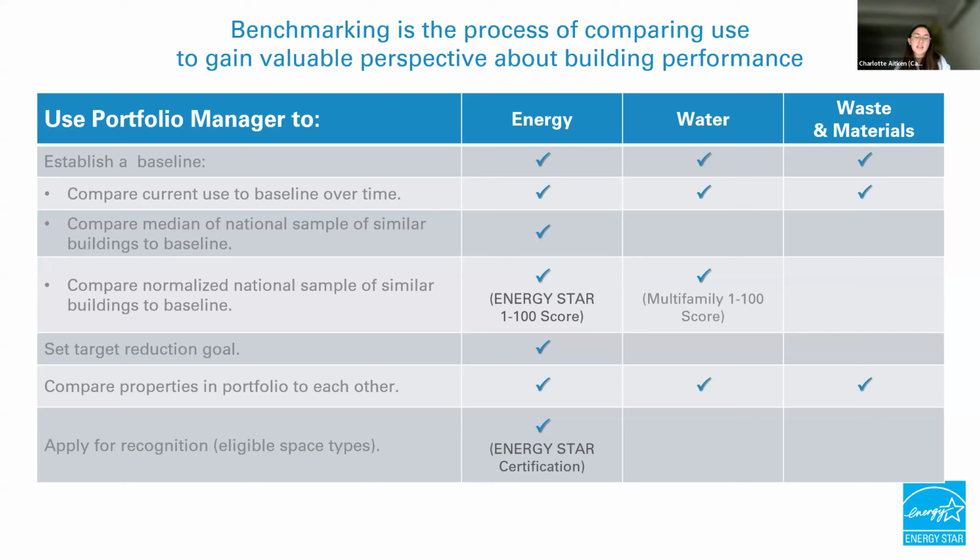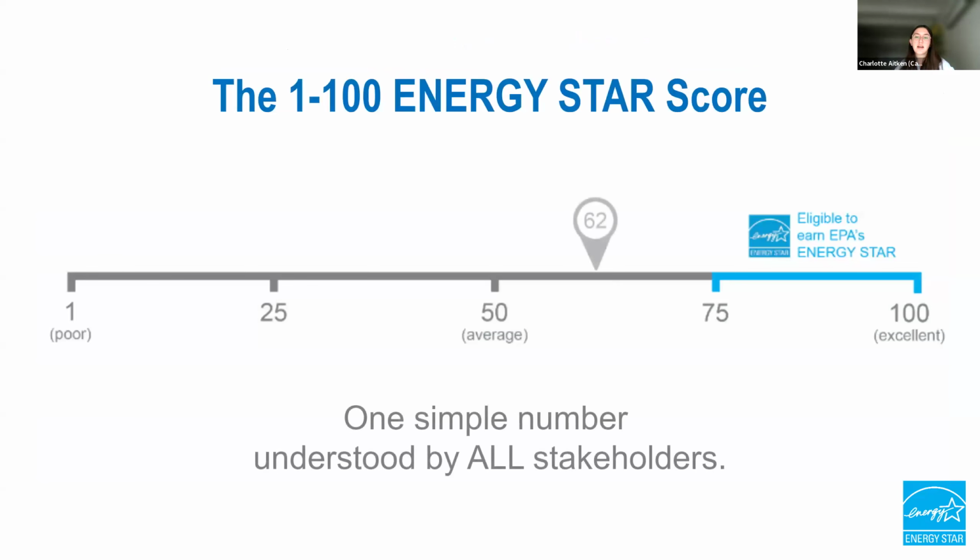Once a 12-month baseline is established, Portfolio Manager can be used to create target reduction goals for energy based on desired energy use reduction from the baseline, reduction compared to a median, or a target Energy Star score. Buildings can also be grouped in Portfolio Manager and compared to each other. And certain property types, those eligible for the Energy Star score, can apply for special recognition if the score is 75 or higher. The Energy Star score, essentially, is one simple number that can be understood by all stakeholders.